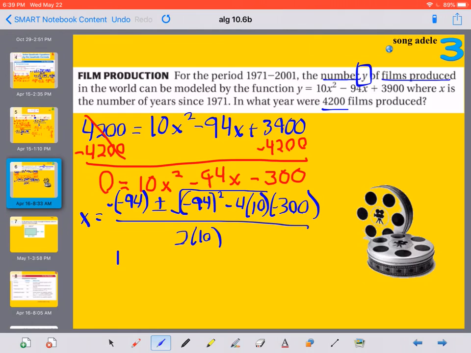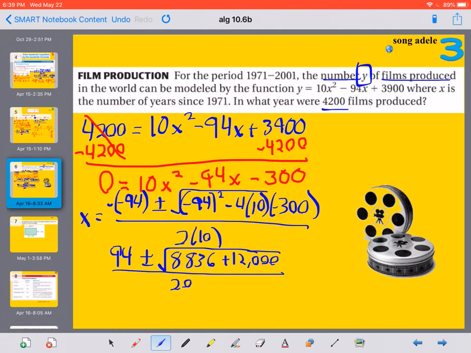So we'll have a positive 94 plus or minus, now 94 squared is going to give me 8,836. 4 times 10 is going to give me 40 times 300. Now I have two negatives in there, so it's going to be a positive 12,000 all over 2 times 10, which is 20.